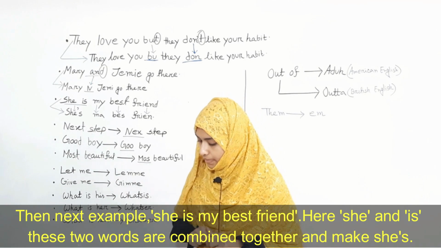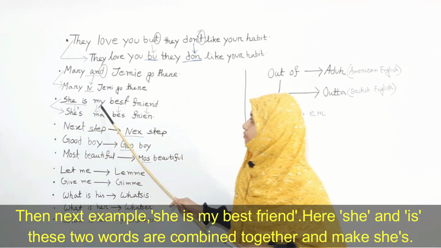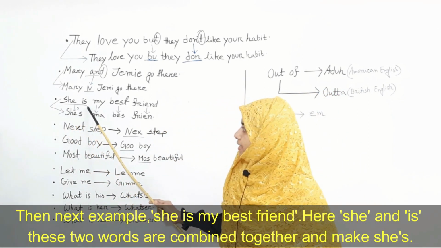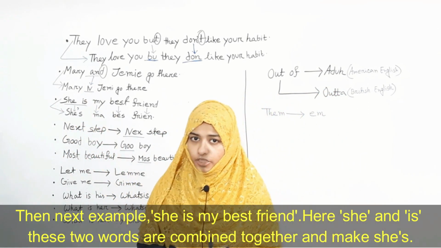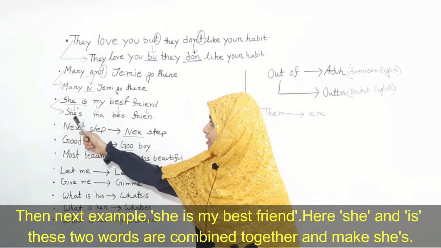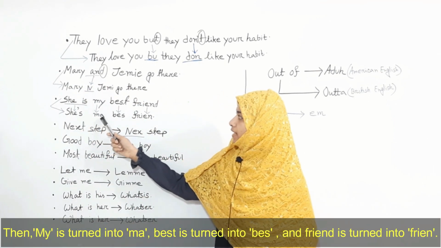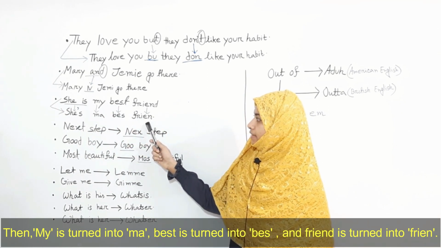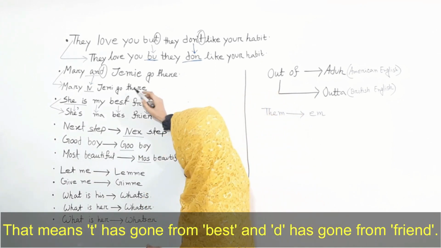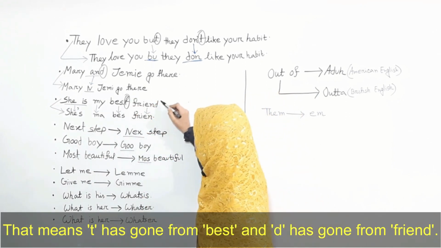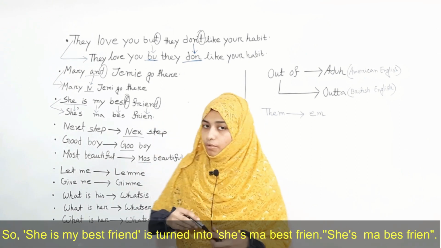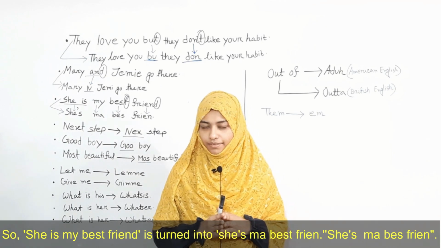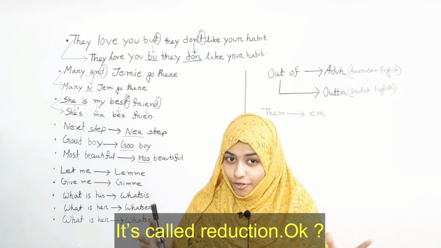Then next example. She is my best friend. Here, "she" and "is," these two words are combined together and make "she's." "My" is turned into "ma," "best" is turned into "bes'," and "friend" is turned into "frien'." That means T has gone from "best" and D has gone from "friend." So, "she is my best friend" is turned into "she's my bes' frien'." It's called reduction.